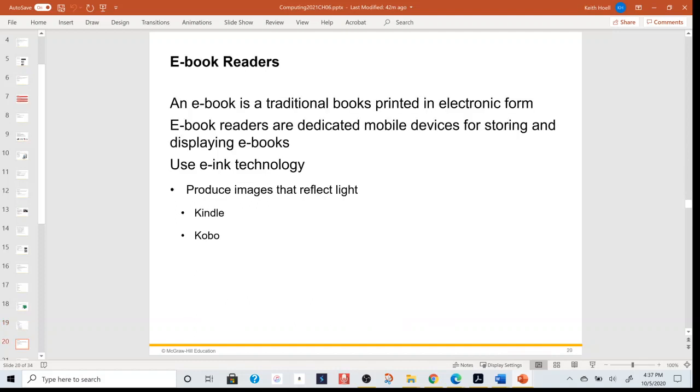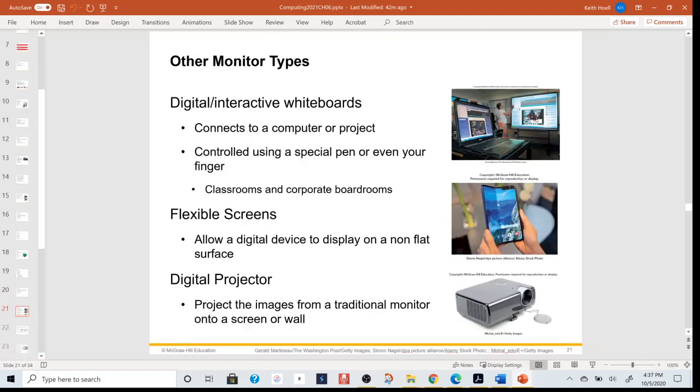An ebook, you may have heard of ebooks. If you have an Amazon Kindle, you can buy that. Those are types of monitors too that produce images that reflect light. Other monitor types: you may see flex screens, something that has just been introduced to the market, where you have cell phones now that you can bend. These are bendable screens, which are pretty cool. They still have a little way to go with the technology. A digital projector is something that you may see in a lot of classrooms. It projects images from a monitor onto a screen or wall.